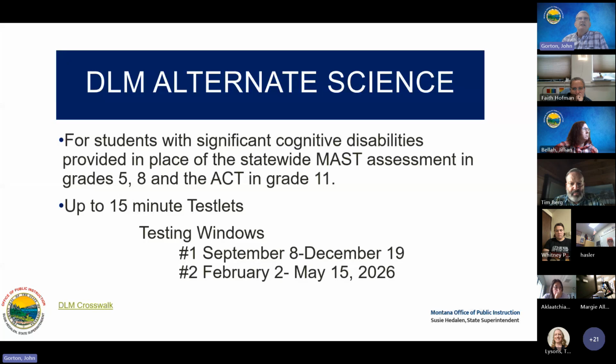And then for the DLM, there's the alternative science, which is for grades 5, 8, and the ACT students in grade 11. Again, it's a similar thing, 15-minute testlets, and the testing windows are the same as well.